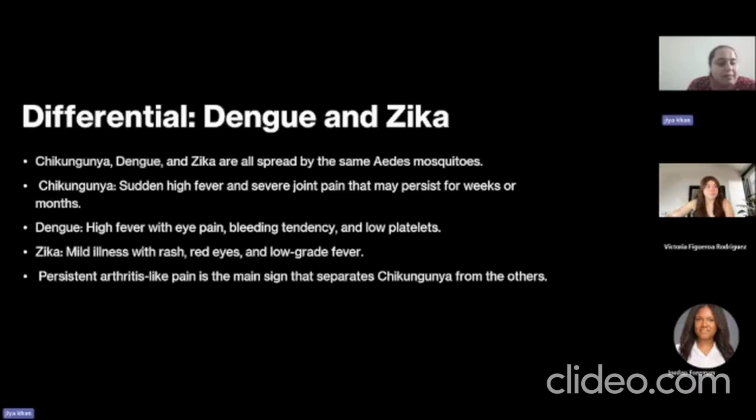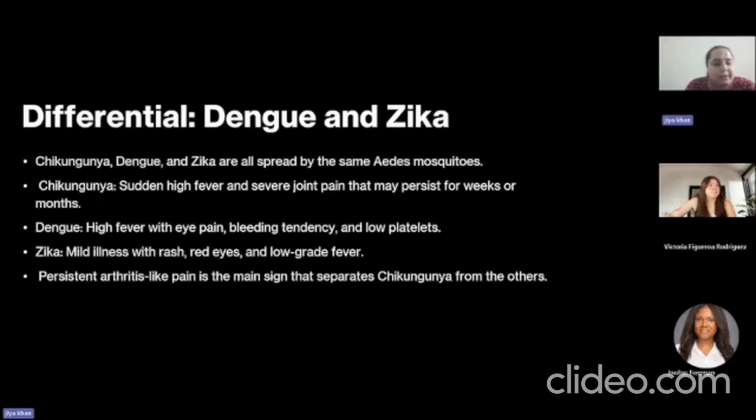Chikungunya causes sudden high fever and very severe joint pain, which can last for weeks or even months, depending on your immune system. Dengue often leads to bleeding tendency and low platelets, which can make it more dangerous. Zika is usually mild and may cause rash, low fever, and red eyes.